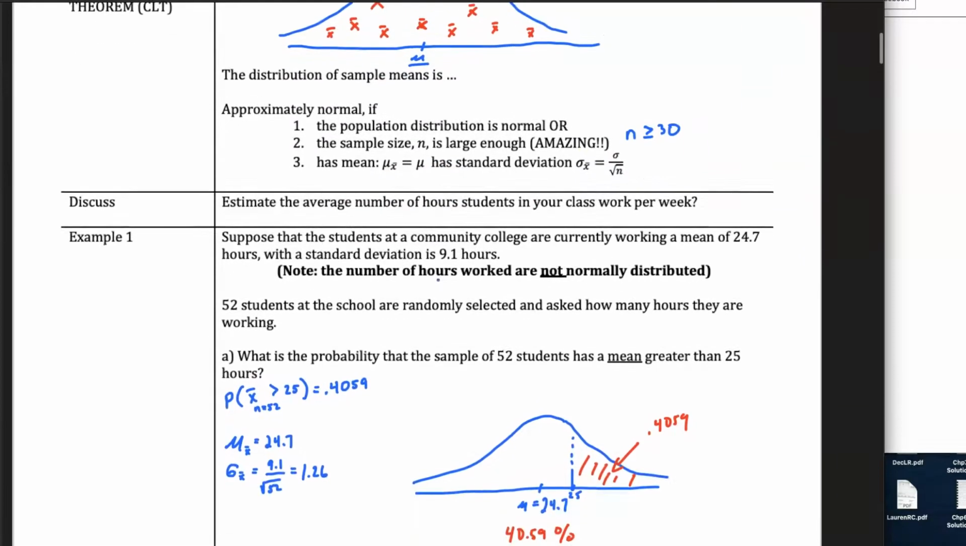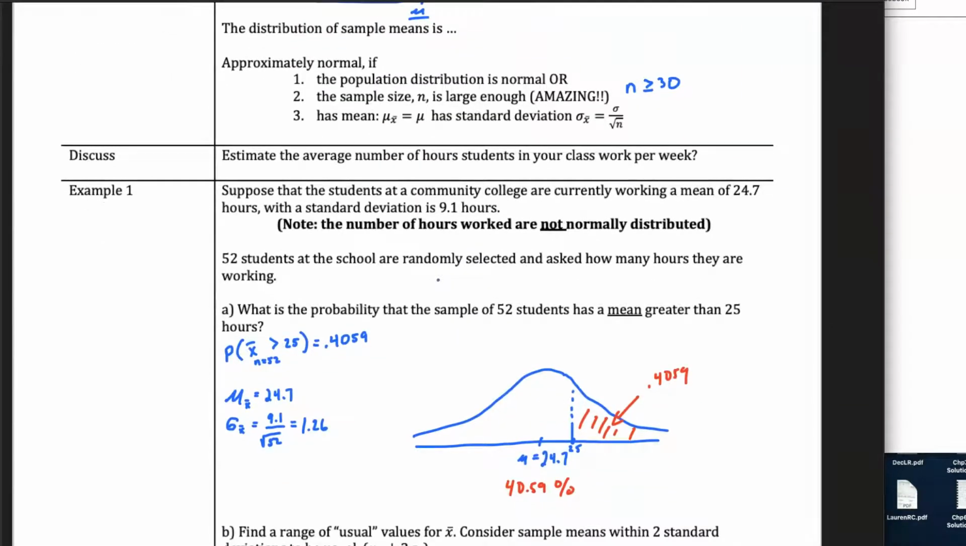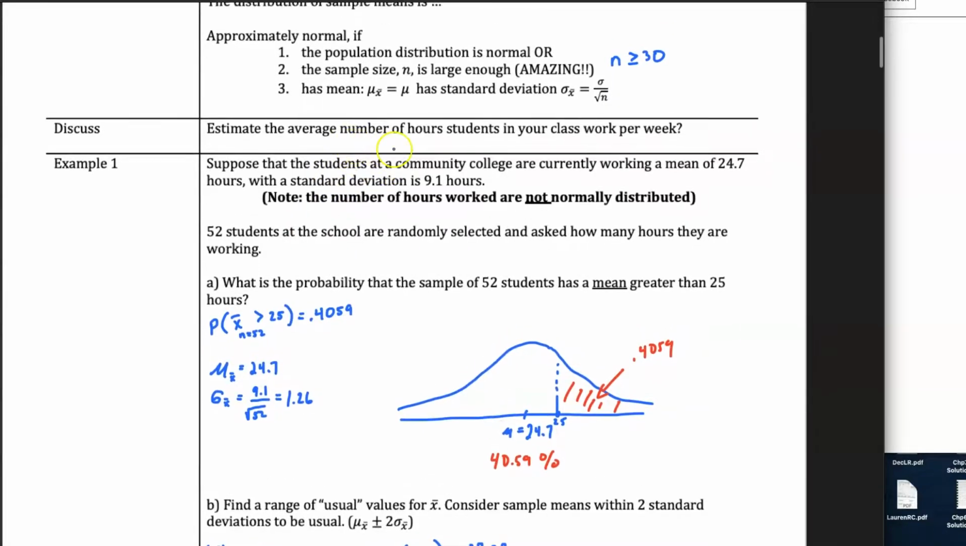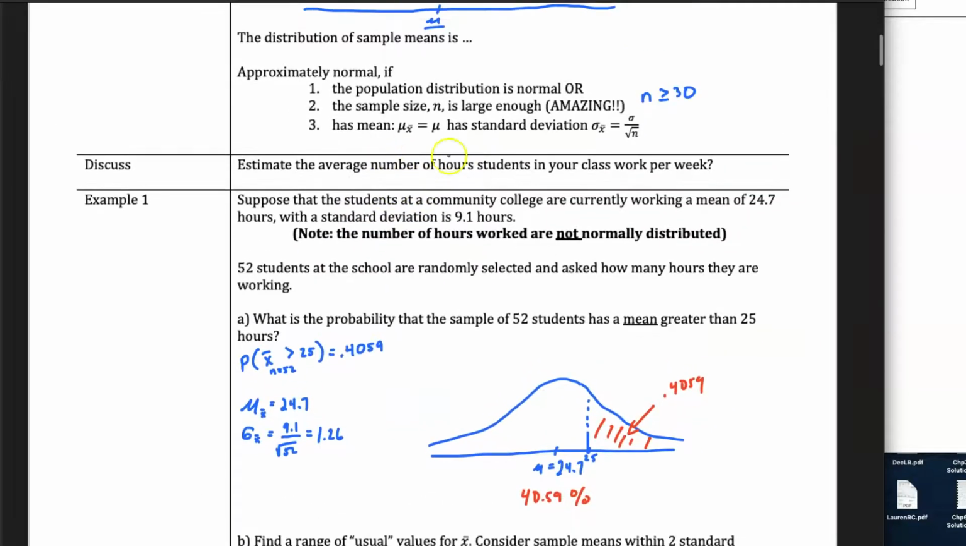Something to think about as we look at this example: estimate the average number of hours students in your class work per week. So just think about that. If we were in class, we could have a full discussion on that and how you would come up with that estimate, similar to that COVID-19 example: a low estimate, a high estimate, and what you think the actual estimate is.